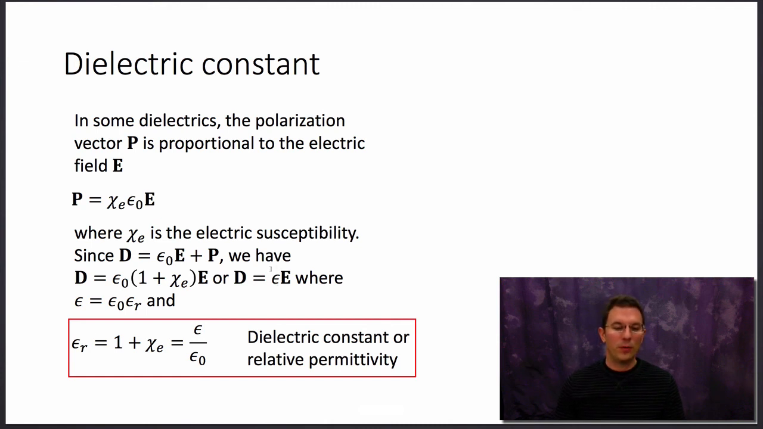It's not the permittivity of free space anymore. It's the permittivity of this particular dielectric material, okay? And it's equal to the permittivity of free space times a constant here. And this constant, epsilon r, is called the dielectric constant, or the relative permittivity. And it's given by the equation 1 plus chi sub e, and it is the ratio of the permittivity epsilon to the free space permittivity.